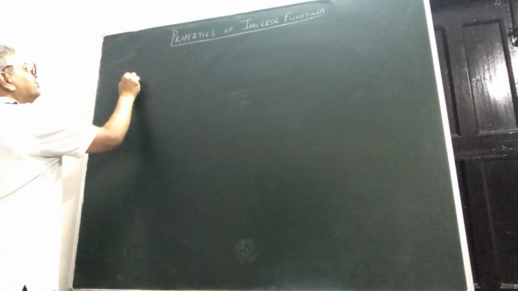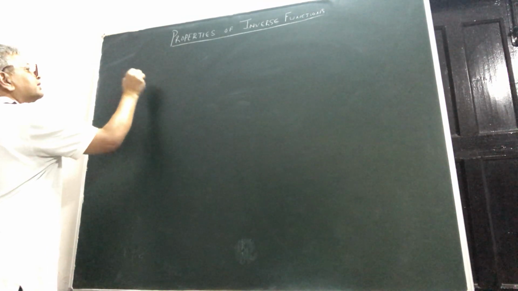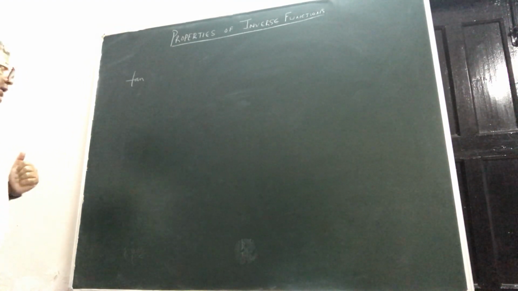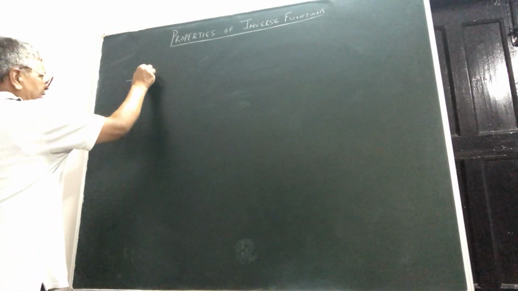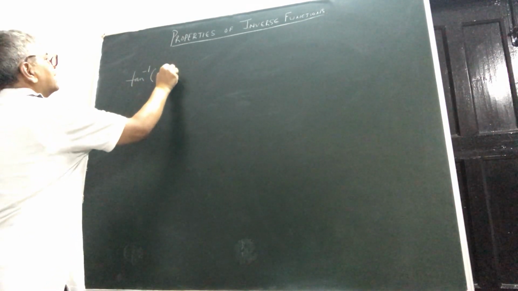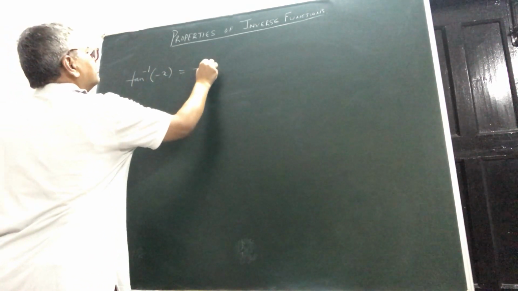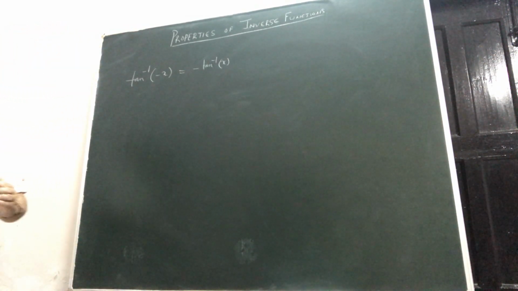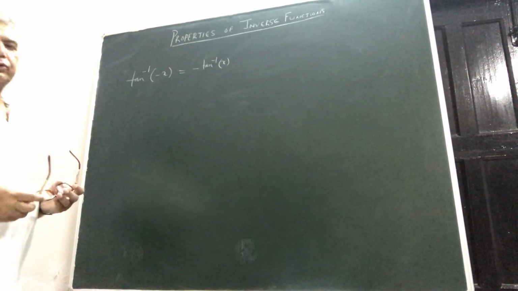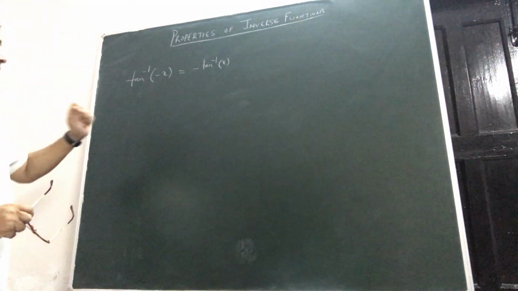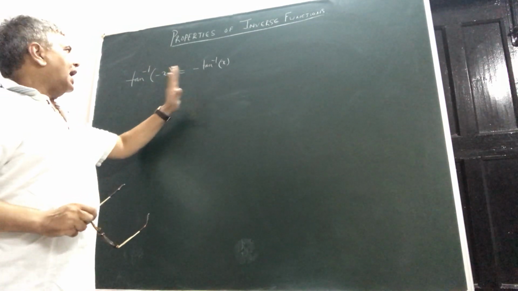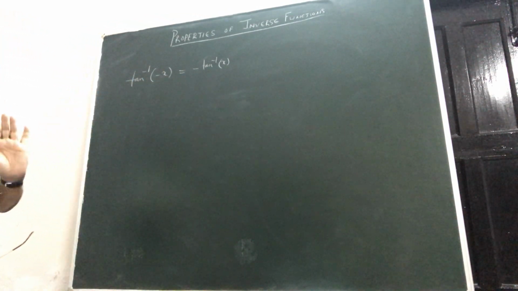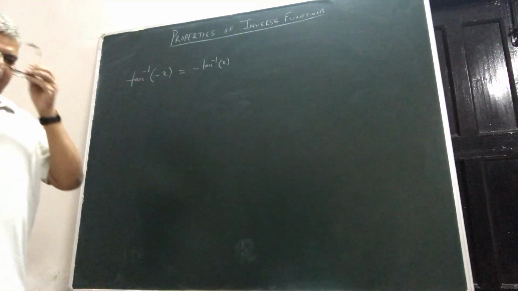Okay, so let me prove. That day I suppose I proved sine inverse minus x is equal to minus sine inverse x. So today we will prove, first of all, that tan inverse minus x is equal to minus tan inverse x. The basic methodology will remain the same. What you need to ensure is that both x and the value are in the principal branch.